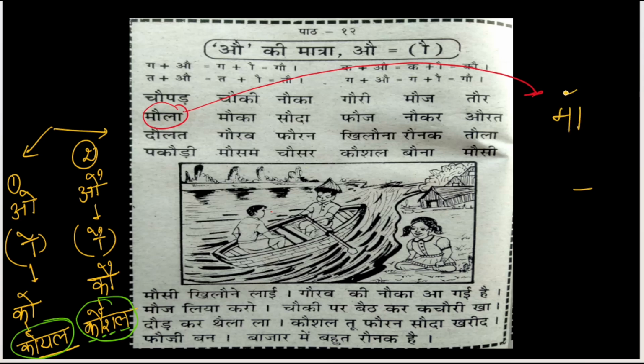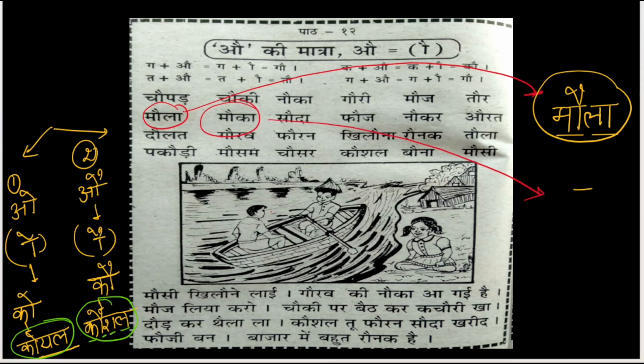This is ma and this is again the matra of au and this is la, this is the matra of aa. Now it became Maula, Maula, okay? This is again ma and after applying the matra of au, now it will be pronounced like mau. This is ka, this is the matra of aa, now it became mauka, which means chance.